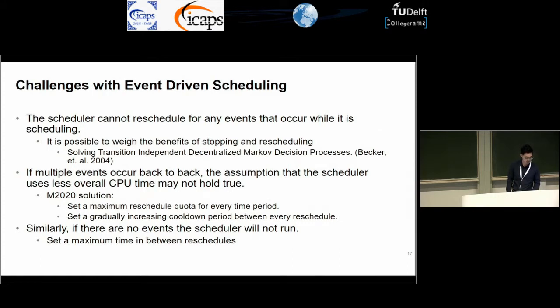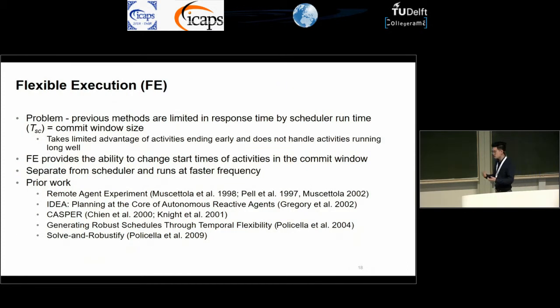And so we want to reinvoke the scheduler periodically so that we're able to reschedule due to execution variances of those resources. So event-driven scheduling let us tackle issues with scheduler invocation loss, but we also want to tackle the issue of what happens when things end early inside the commit window. And so this is where flexible execution comes in. And flexible execution is really this separate process that runs at a much higher frequency, allows you to shift activities inside the commit window.